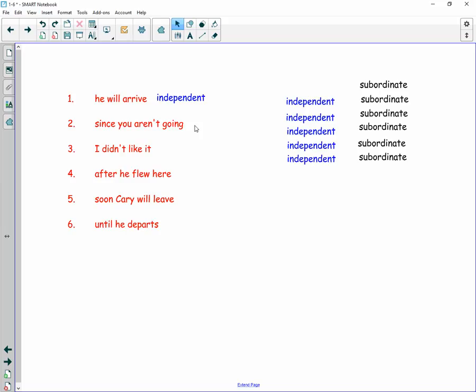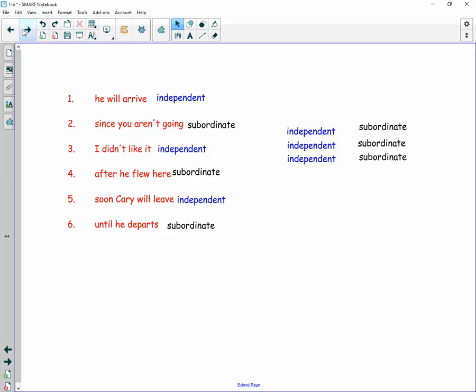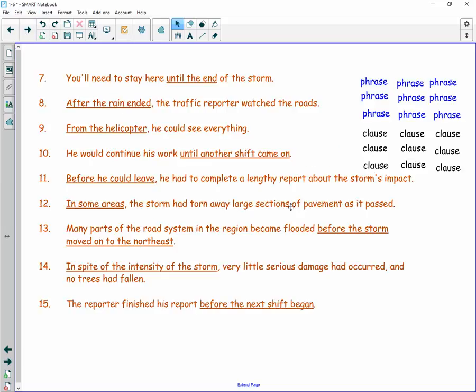Since you aren't going, leaves you hanging, it's subordinate. I didn't like it, independent. After he flew here, subordinate. Soon, Carrie will leave, independent. Until he departs, subordinate. Okay, we're just going to look at these underlined groups of words.